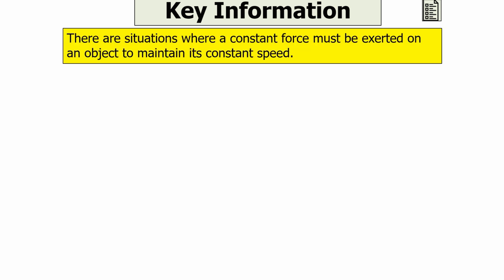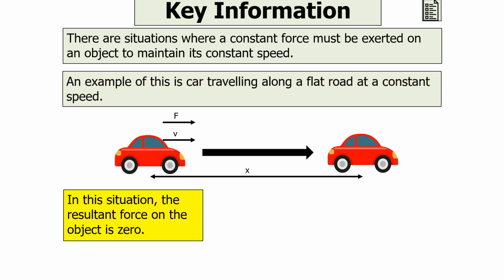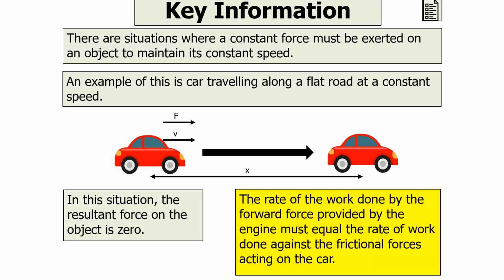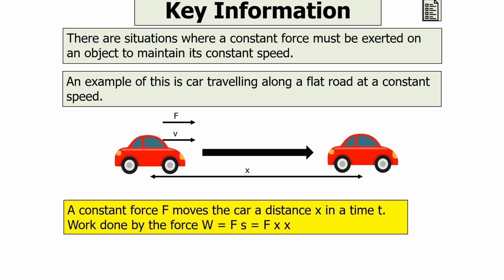Now there are situations where a constant force must be exerted on an object to maintain its constant speed. An example of this is a car travelling flat along a road at a constant speed. In this situation, the resultant force on the object will be 0. The rate of work done by the forward force provided by the engine therefore must equal the rate of work done against the frictional forces acting on the car. So we can say that the work done by the engine is transferred into the internal energy of the surroundings by resistive forces.